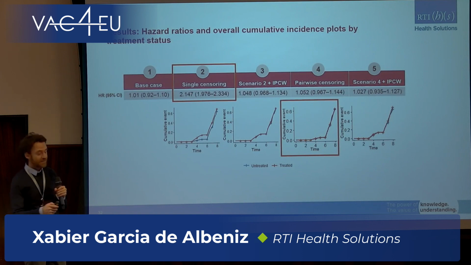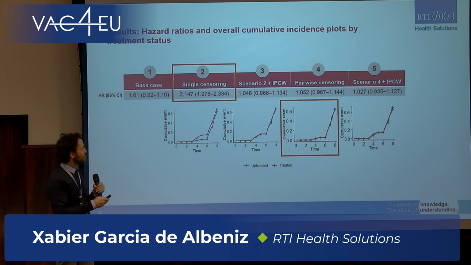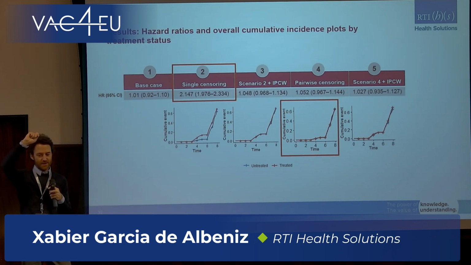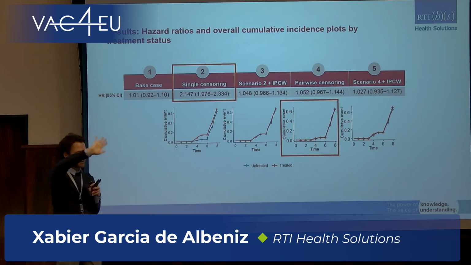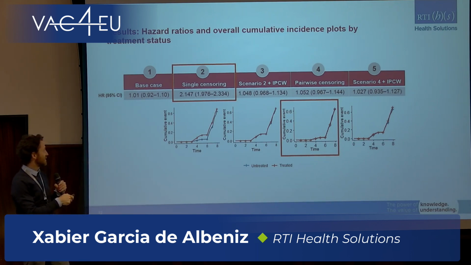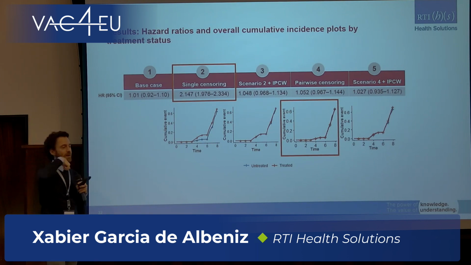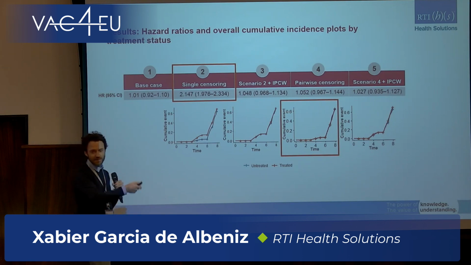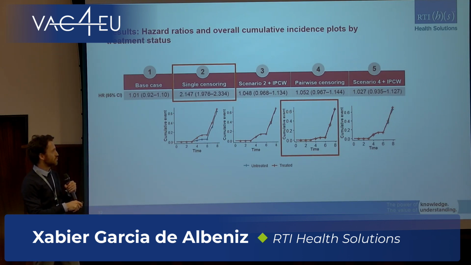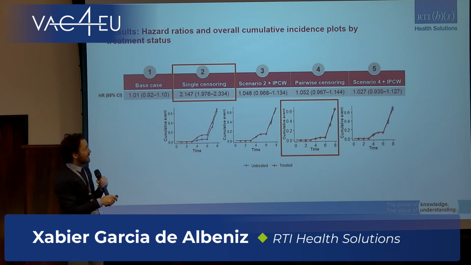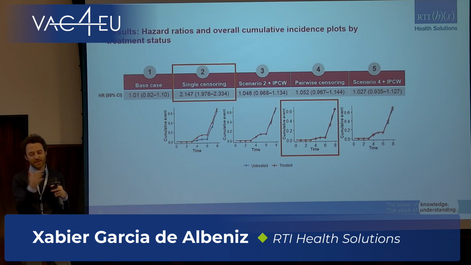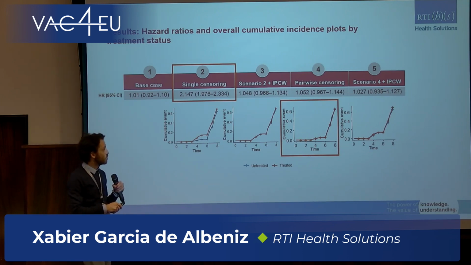And they compared the different approaches. This is the base case where they show there's no effect. This is what they simulated. This is the approach where they just censor the unvaccinated if they get a vaccine and they don't do anything else. And it's clear that they are getting a biased estimate. The second scenario is censoring the unvaccinated plus inverse probability of censoring weighting, time-varying weights. So here they get something that is closer to the truth. So it looks like this approach works. Approach 4 is censoring the pair, which is something that is in some of our protocols. This also works.